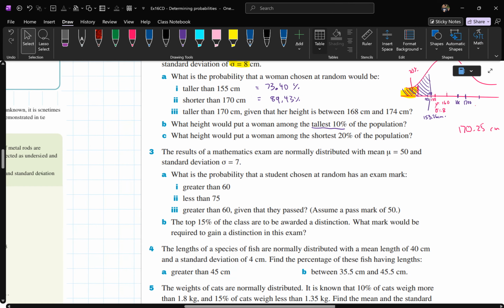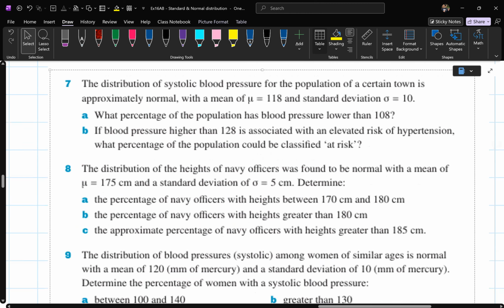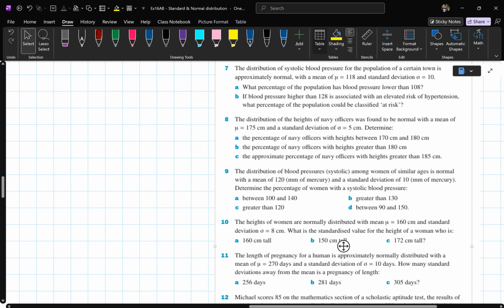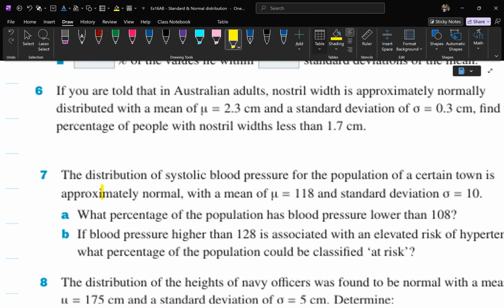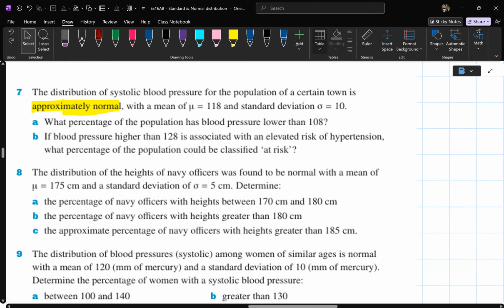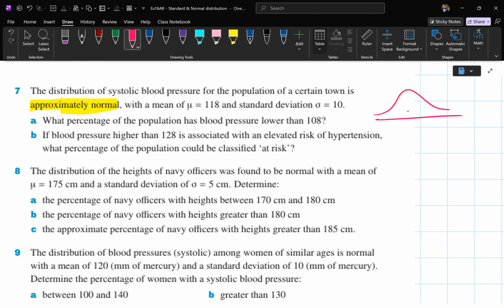Whereas the 68, 95, and 99.7 rule is more similar to this exercise. Even though they don't say approximate, actually this one does. When they say approximately normal, that's when you know to use that rough estimation, one standard deviation to the left and right. I'll just do this as my last example. Question 7, distribution of systolic blood pressure for the population of a certain town is approximately normal, with a mean of 118 and a standard deviation of 10.